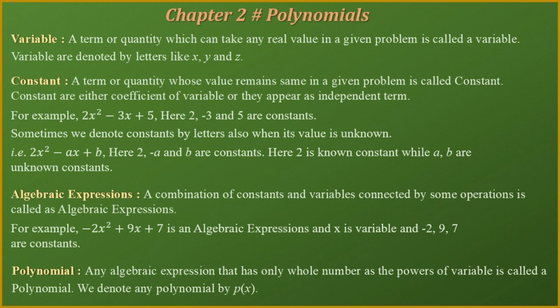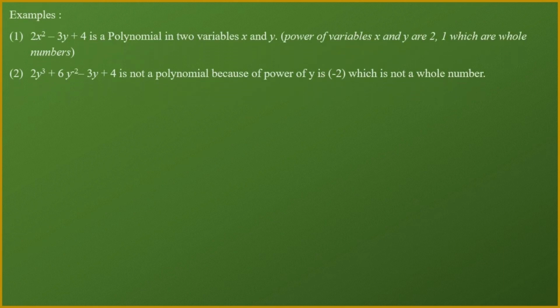And whole number, you know, that is 0, 1, 2, 3, meaning including 0 and any positive integer, that is called a whole number. Okay, let us see the example. Now in the example, I have taken some examples.